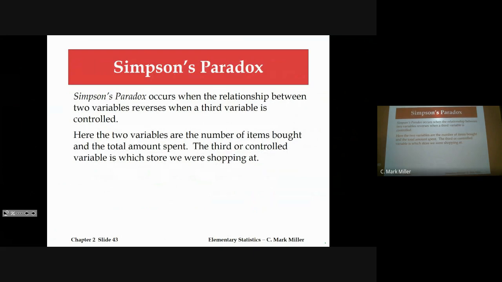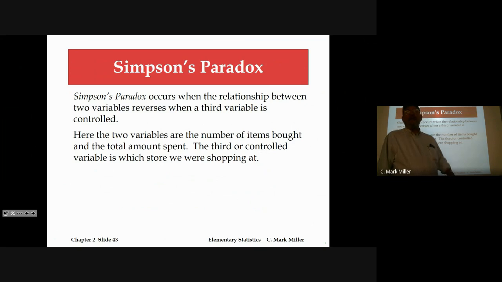So this is called Simpson's paradox. It has been around a long time, and it can lead to some really crazy results sometimes. It's when the relationship between two variables reverses when a third variable is introduced or is controlled for. So when we take into account a third variable, the result reverses. What was the third variable? The third variable that got controlled here was the store we were shopping at.